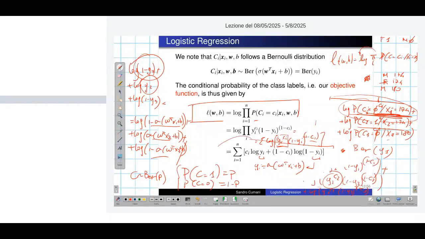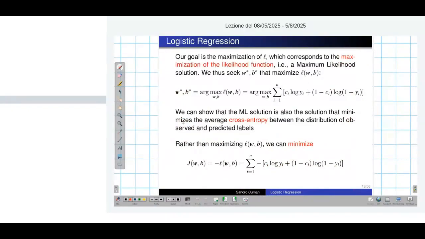This is how you would typically find the model described. Our goal is to maximize this expression with respect to W and B. So we have this expression that depends on W and B through yi. Given a value of W and B, we can compute all the yi's for all the samples, and given all the yi's and the values of C, we can compute the value of this function.